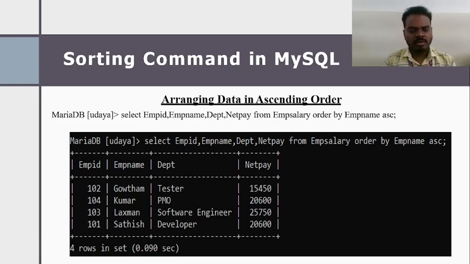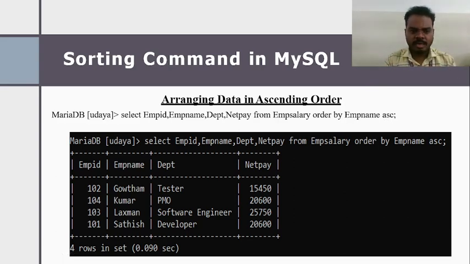By default, your data will be in ascending order format. If you want to specify any data in SQL Server, by default it is ascending order format. Whereas in MySQL, you need to specify whether your data will be in ascending order. You need to specify it as ASC. ASC is nothing but ascending, and DESC is the descending option.